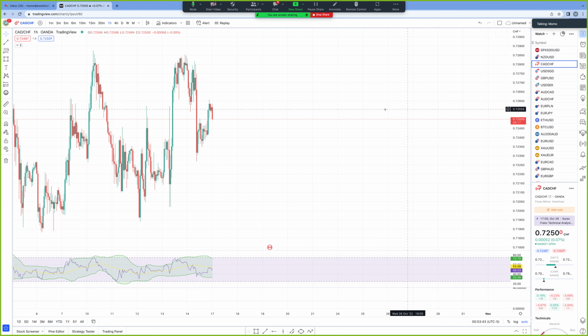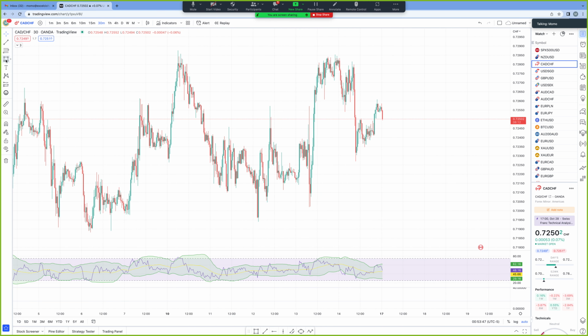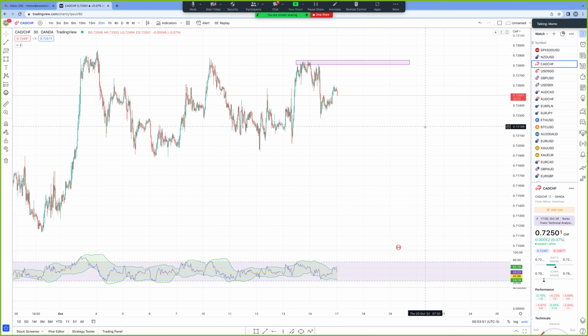CAD CHF, ranging, but we can just mark up this recent resistance here. Wait for break and retest there.